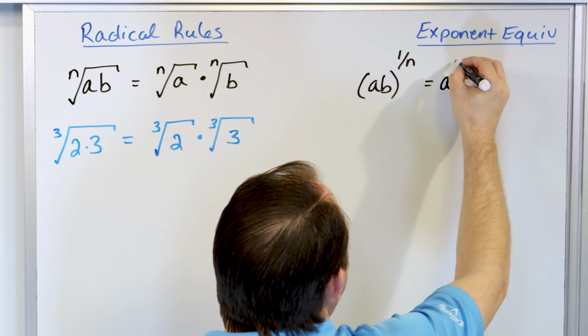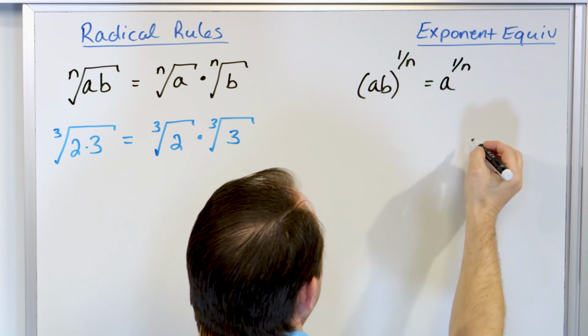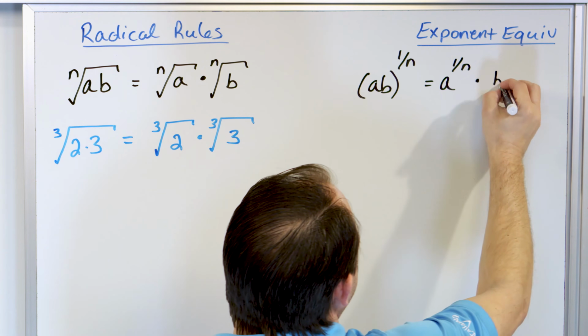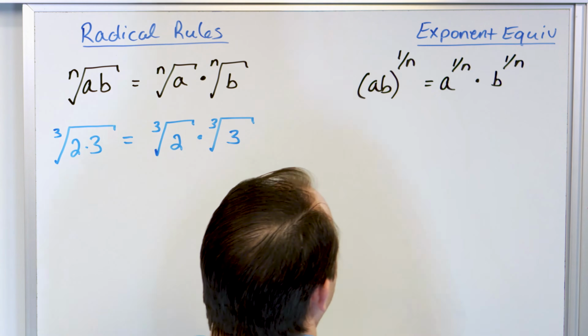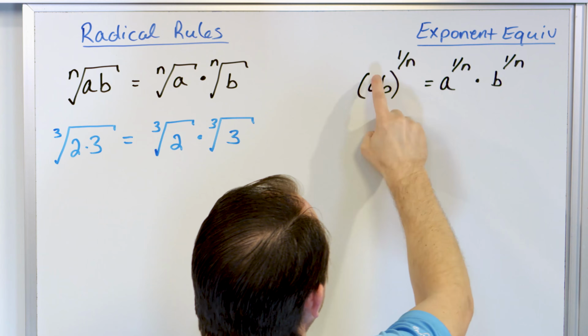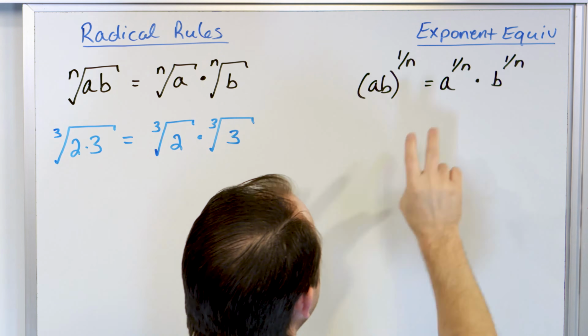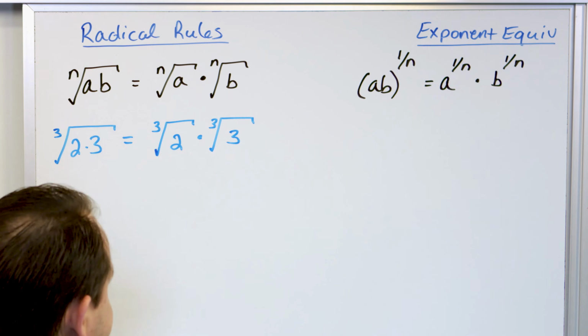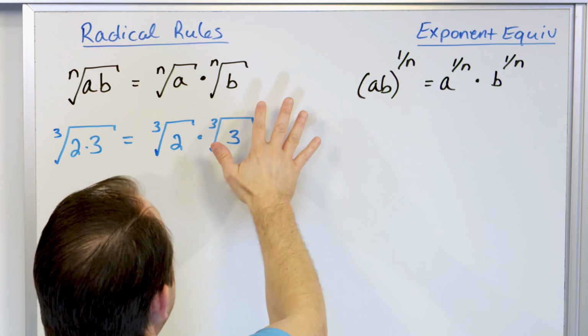So this would mean that A would have a 1/n power, and it would be multiplied by B, which would have a 1/n power as well. It's just kind of, if it were squared, for instance, instead of 1/n, the 2 would operate on A and the 2 would operate on B. They would be multiplied together. So you see where this is coming from now.